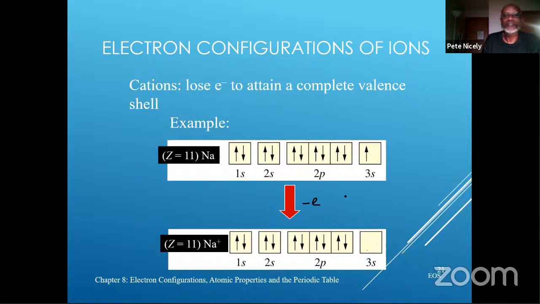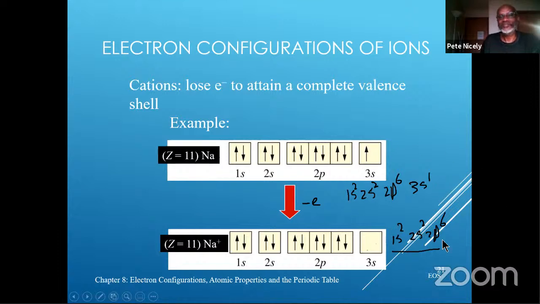So the configuration of the sodium atom, if you were to use the SPDF notation, would be 1s2, 2s2, 2p6, 3s1. But in the case of the sodium cation, it would be 1s2, 2s2, 2p6, and that's it, right? There's no electron here, which means that the 3s orbital does not exist. So therefore, this would be the electronic configuration for the sodium cation, all right?